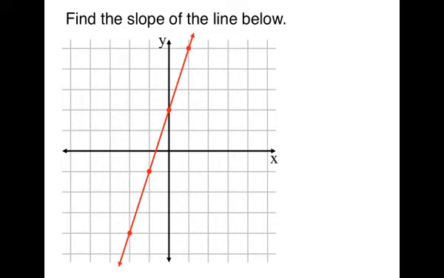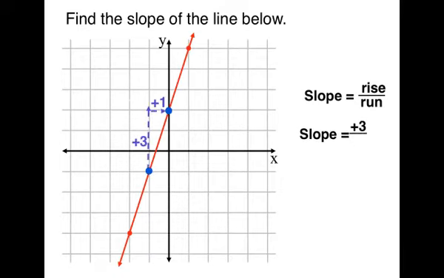Would you please try to find the slope for this line? Remember, slope is equal to rise over run. Pick 2 points. I go up 3 over 1. So I would just write that, instead of writing 3 over 1, I would just simplify that to a 3. You can always put the 1 back in later.